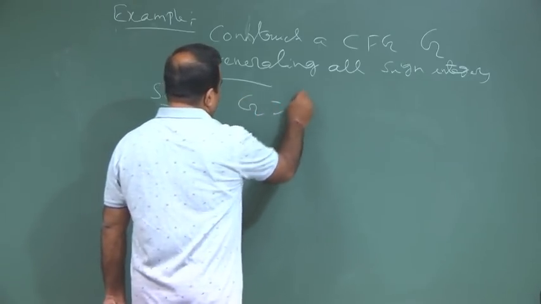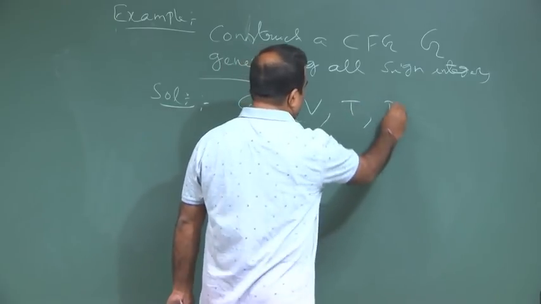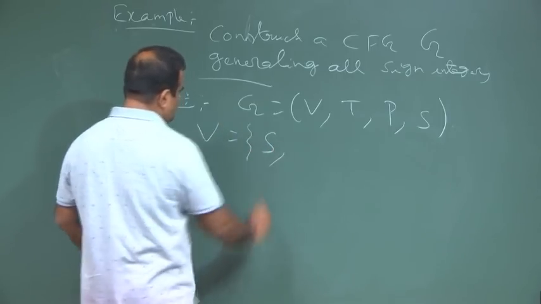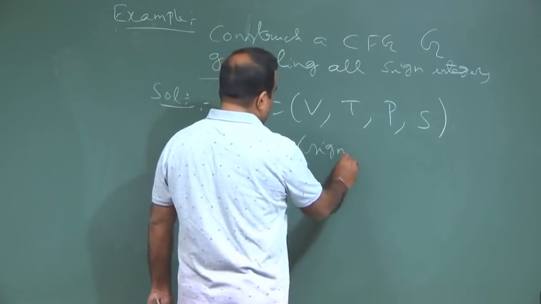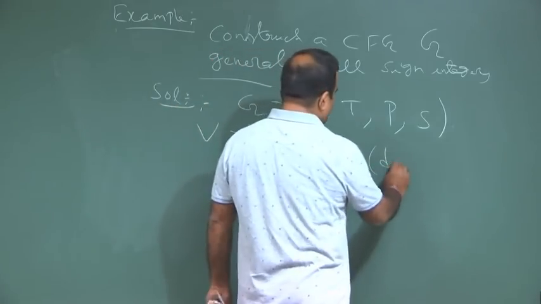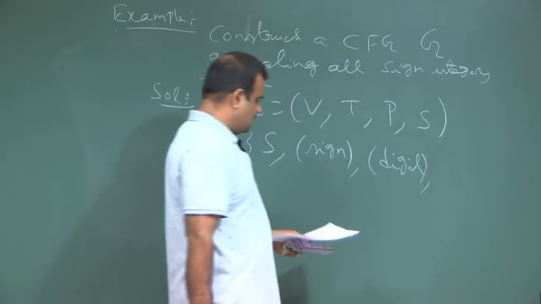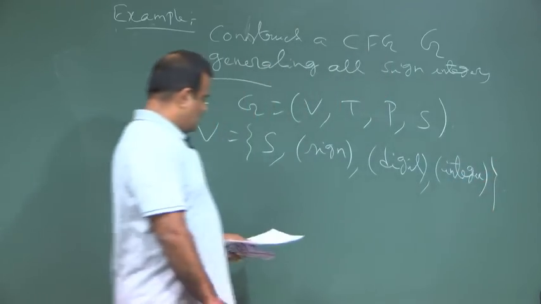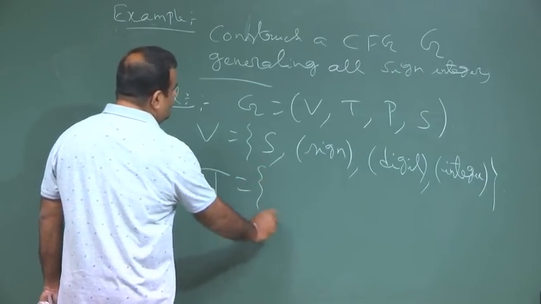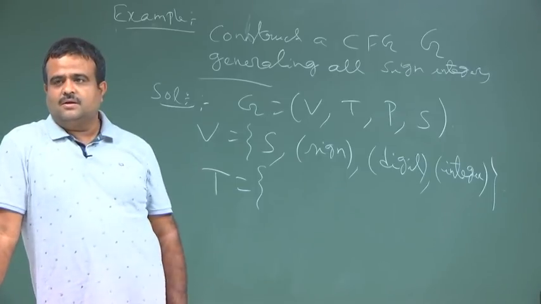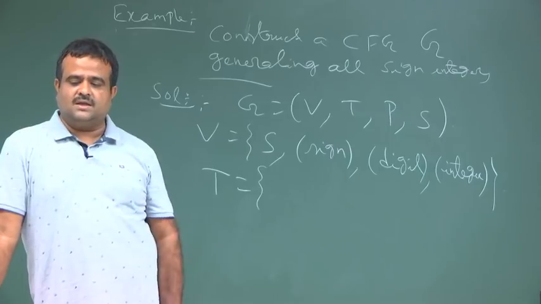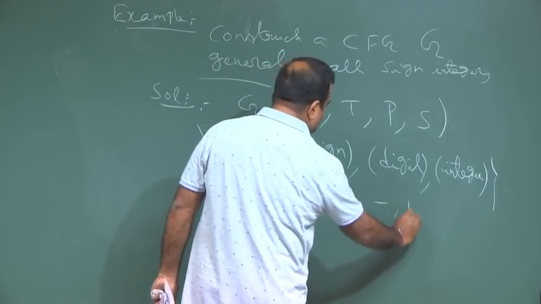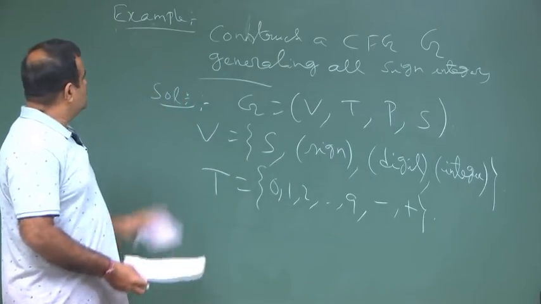So, let G be V, T, P, S, where V is S, the starting variable, and we have another variable called sign, and we have another variable called digit, and we have another variable called integer. Okay. And the terminals are basically what? It will eventually go to all the combinations of the digits and the plus or minus in the prefix. So, it is all the digits 0, 1, 2 up to 9, and then minus and plus. These are all terminals.